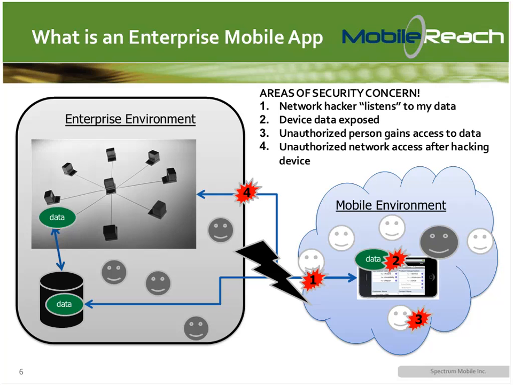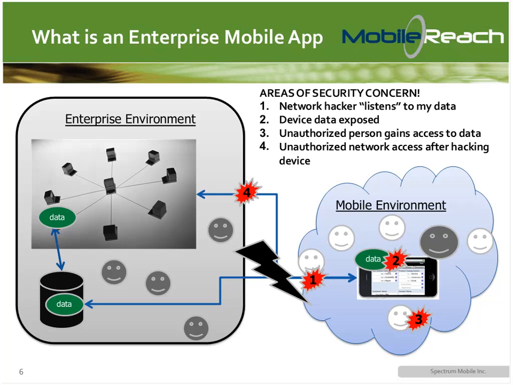So number one is, as information is pulled out of the enterprise environment onto your mobile device, there's a chance that some really, really smart network hacker sitting on that line is listening in to the data that's transferring from the enterprise network onto your mobile device so that you can do your work. And so we want to be able to mitigate against that, losing that data or exposing that information to somebody that may be listening that is not authorized to access the information that's being transferred.